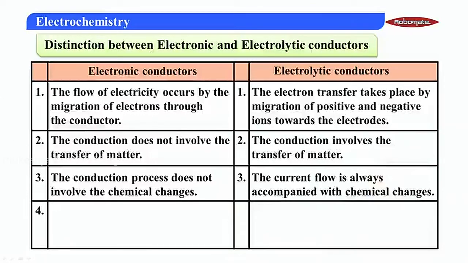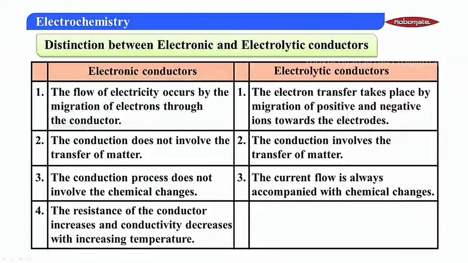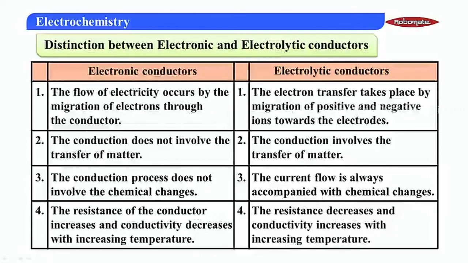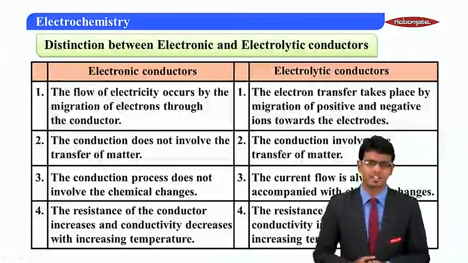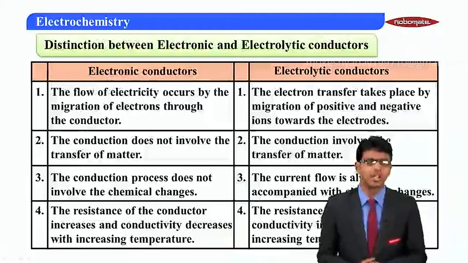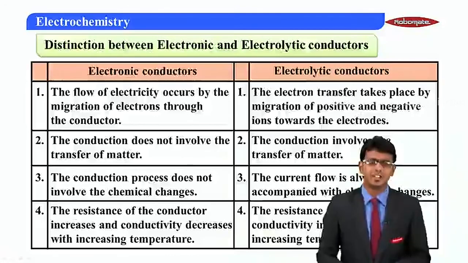Finally, there is one more point of difference. The resistance of the conductor increases and conductivity decreases with increasing temperature as far as electronic conductors are concerned, whereas in electrolytic conductors, resistance is going to decrease and conductivity is going to increase with temperature. So those were the differentiating points between electronic and electrolytic conductors. I hope, students, you have got a clear idea with respect to this module. Thank you all.